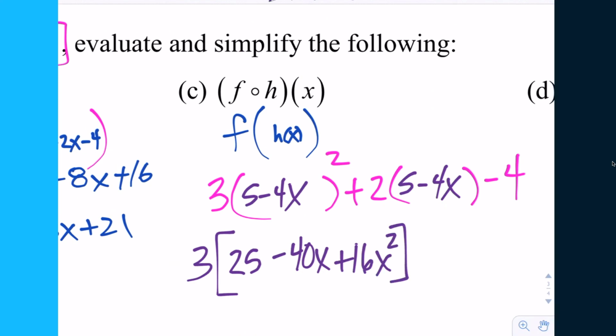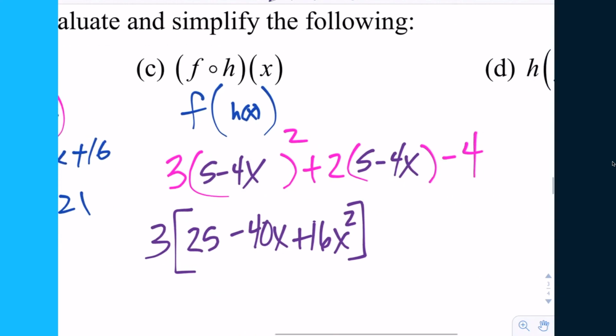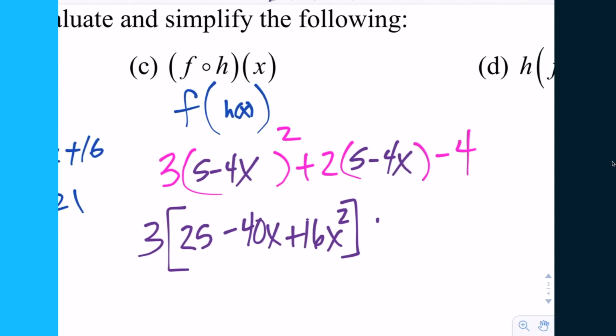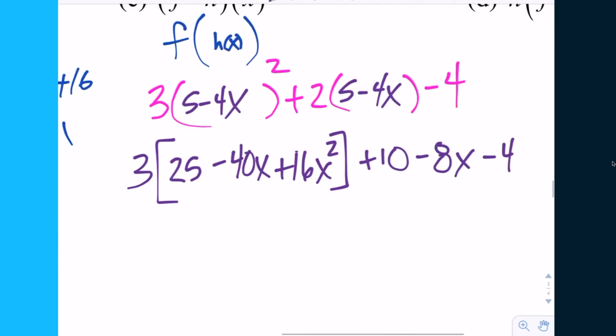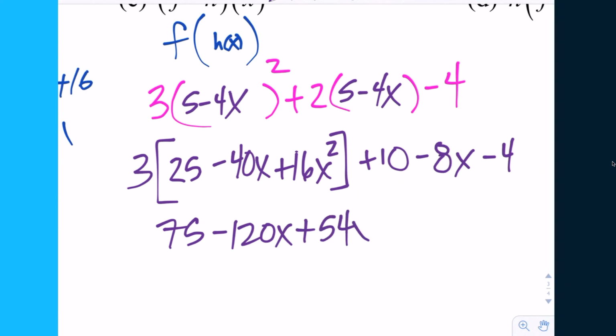And I use brackets there. Notice you still have to distribute the 3. Parentheses will work well. Square, multiply, double, square. That's how you expand a binomial. This you're just distributing. So plus 10 minus 8x and then minus 4. Distribute the 2 and then minus 4. Now I can distribute the 3, right? 75 minus 120x plus 48x squared. And then I can go minus 8x, and then 10 minus 4, you can combine those to get plus 6.